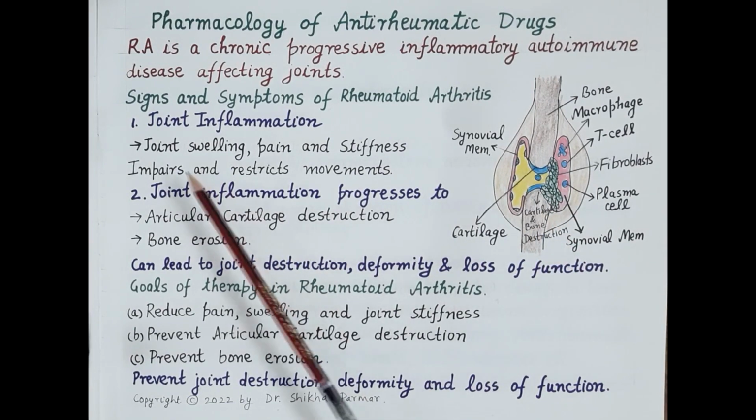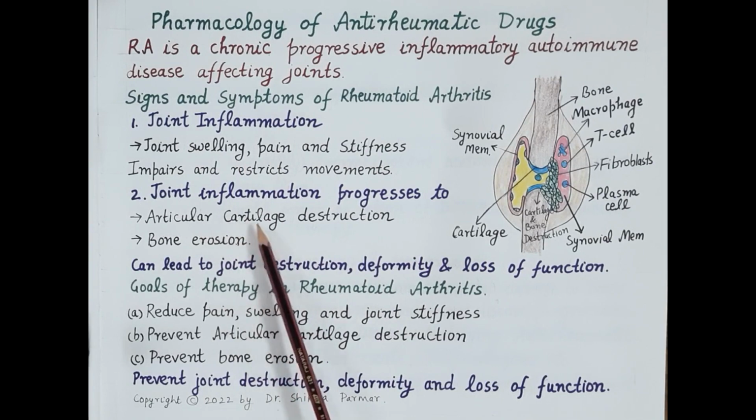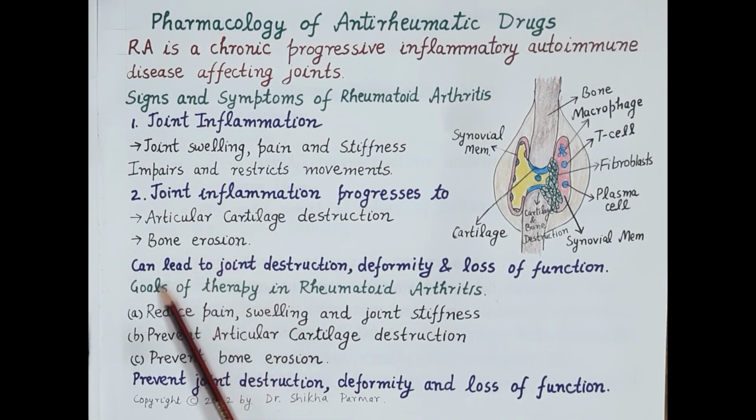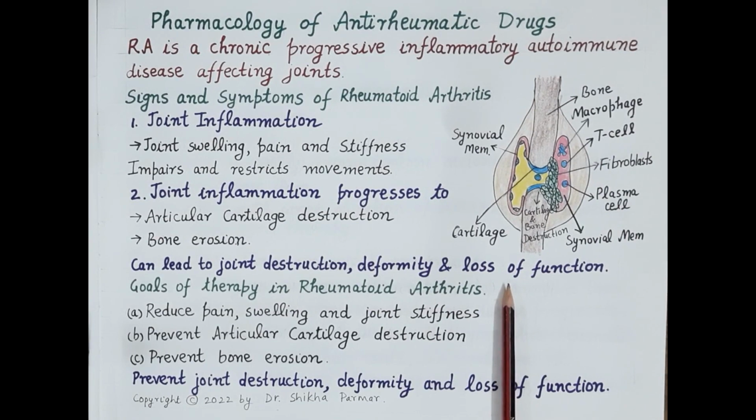So rheumatoid arthritis results in joint swelling, pain, stiffness, articular cartilage destruction and destruction of the bone. And this can lead to joint destruction. There can be complete joint destruction or joint deformity and loss of function. And therefore the patient finds it very difficult or is unable to move.